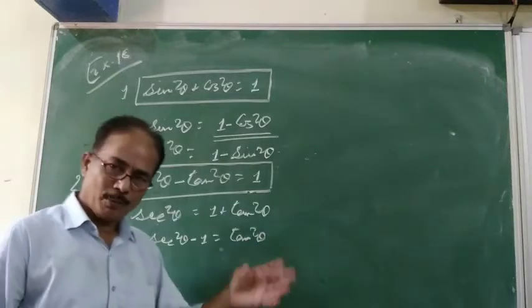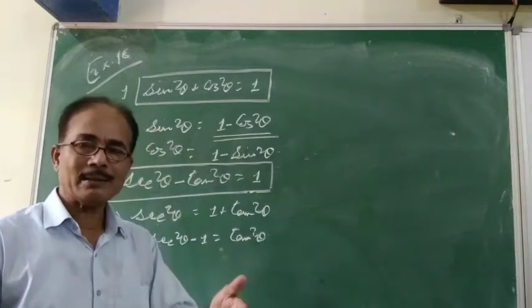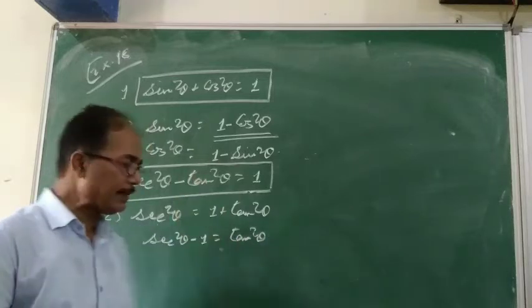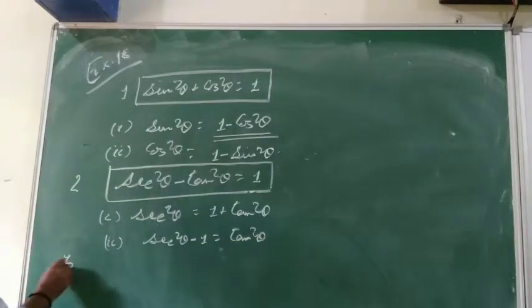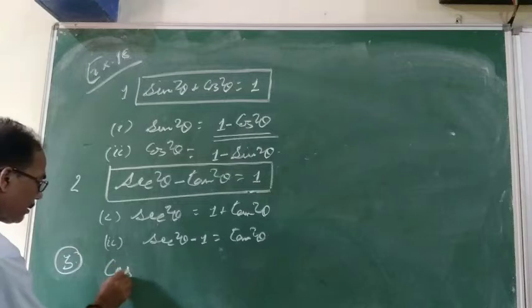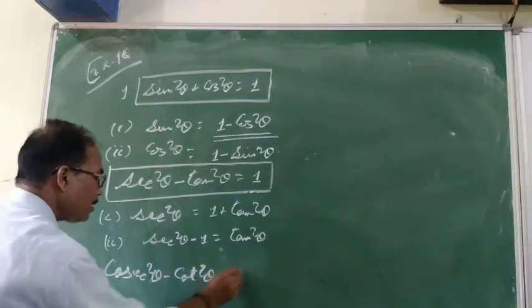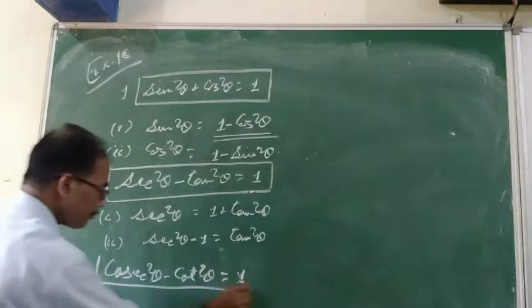Remember, these are the formulas which will be applied to prove the questions in the identities from question number 8 up to 26. Third, cosec square theta minus cot square theta, that is also equal to 1.